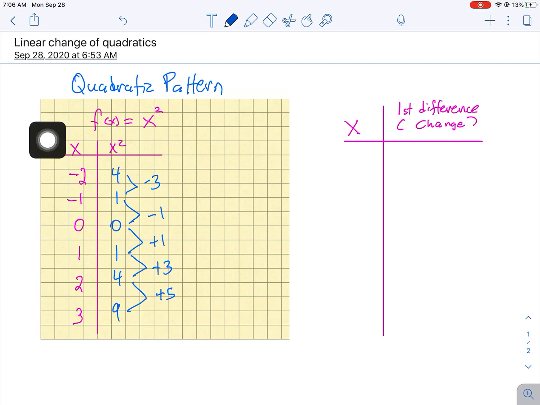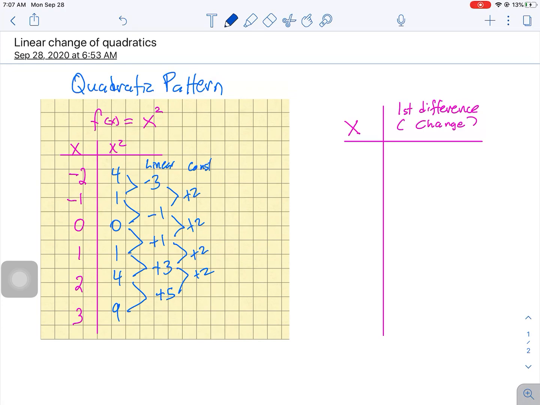Now, when we look at this pattern, negative 3, negative 1, 1, 3, 5, we should recognize that that is a linear pattern because the second difference, or the difference in all of these, is plus 2. Okay, so that second difference is why it's quadratic, and notice that this pattern has a constant change, and that's why this is linear, because this is a constant when you look at the change.